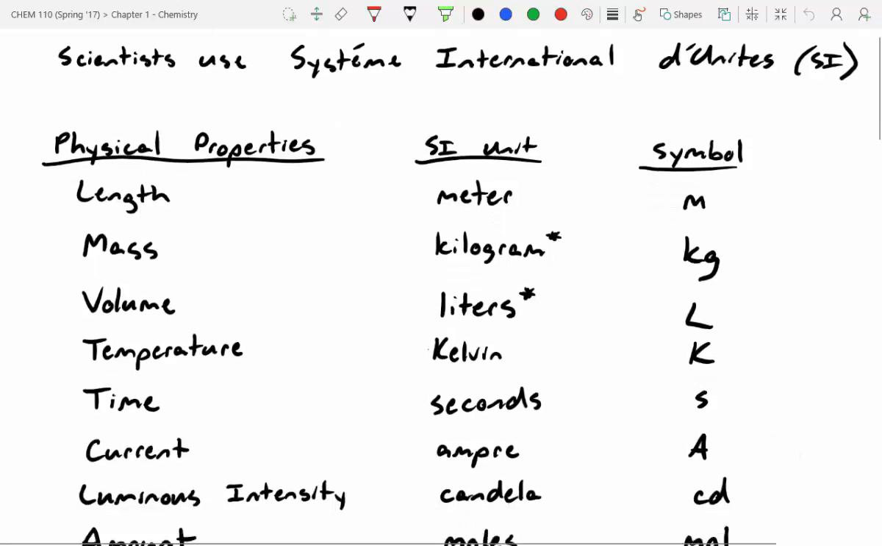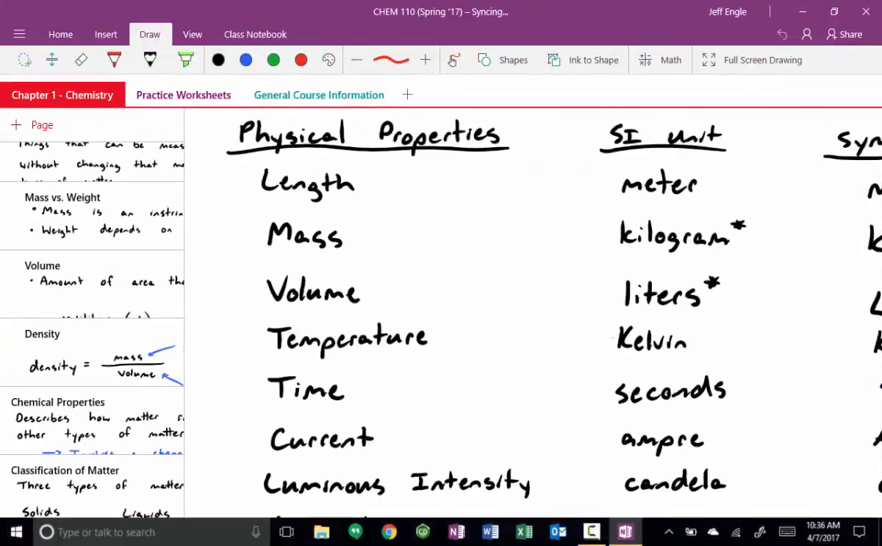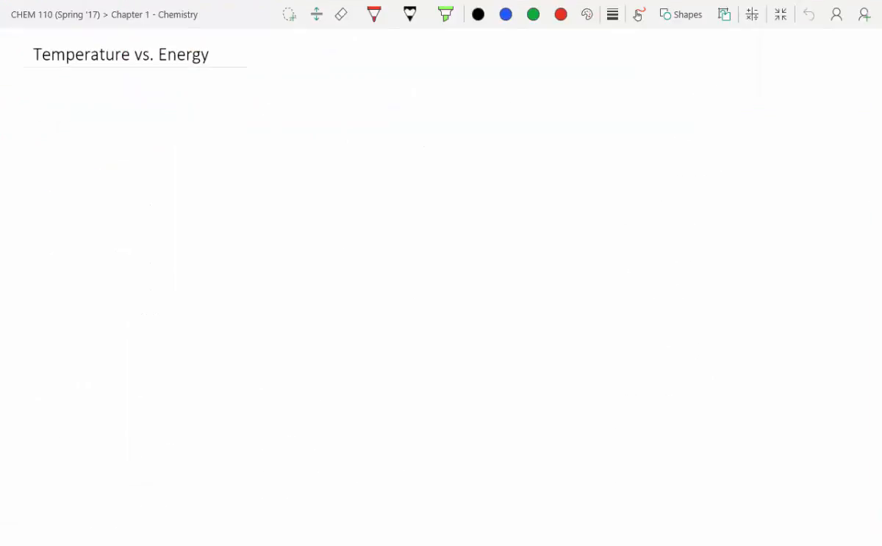But let's briefly review these physical properties that we measure. We can measure length, mass, volume, temperature, time, current, intensity of light, or amount of things. One thing I am going to talk about today is temperature. Temperature is a little bit weird. You notice that SI unit, Kelvin. Most people aren't familiar with it. You don't see that unit on the news anywhere. So let's talk about temperature and energy.